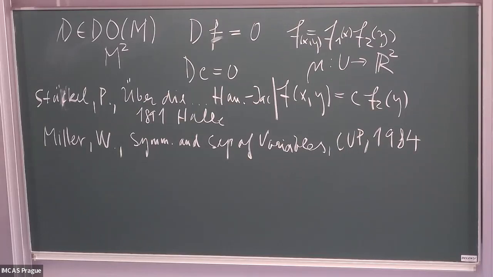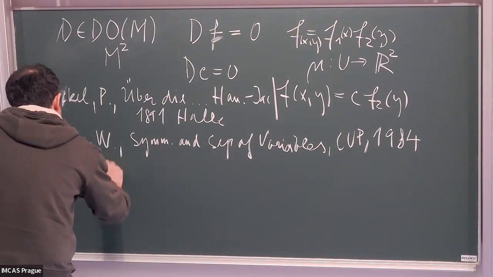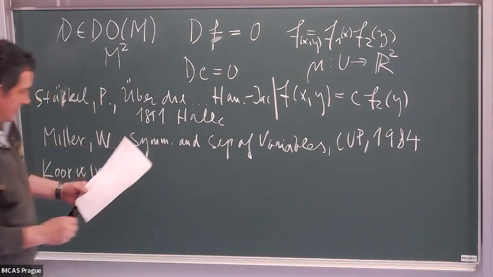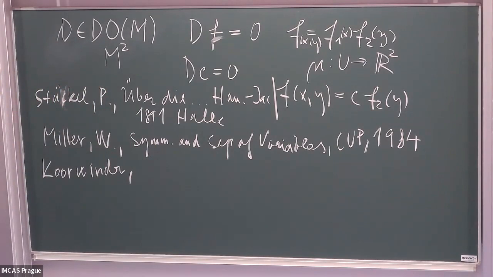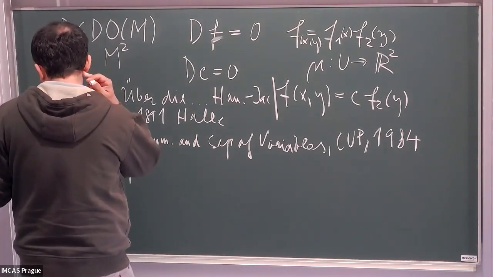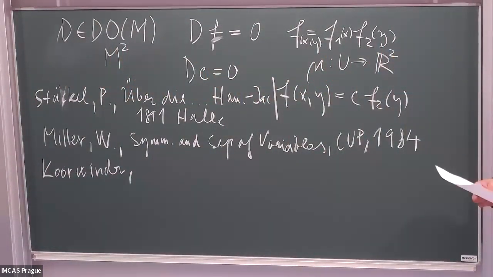Koornwinder writes on the integration of the Hamilton-Jacobi differential equation by separation of variables. It is more in our sense; he formulates a more sophisticated condition than we did.